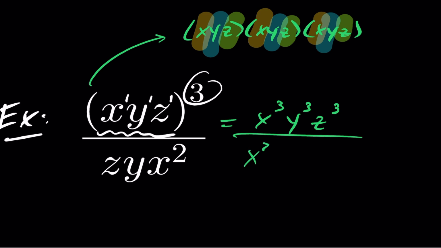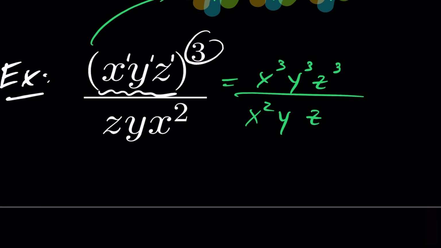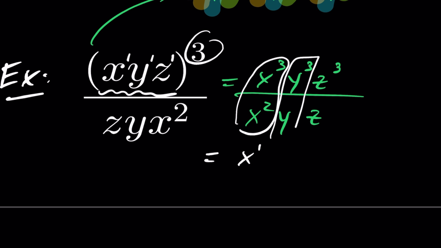I'm going to rearrange this so the x's, y's, and z's are just underneath each other, and we have this expression. So now you can see, dividing these out, this is going to give me x to the power of 1. And then taking care of this one here, we get y to the power of 2. And lastly, z to the power of 2. So this becomes x, y squared, z squared.